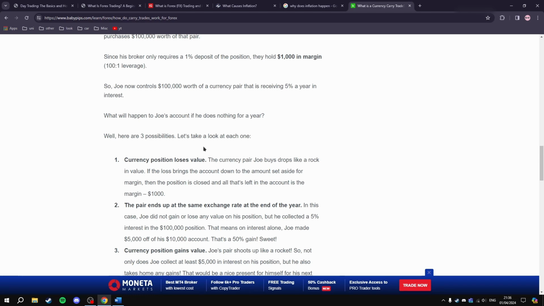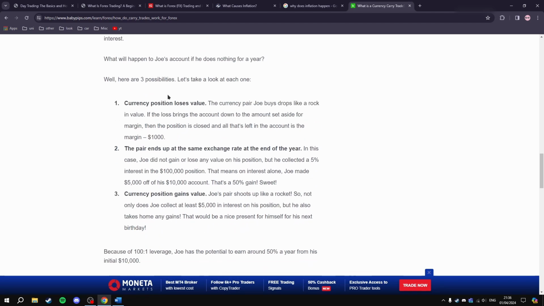What will happen to Joe's account if he does nothing for a year? Well, here are three possibilities. Let's take a look at each one. Currency position loses value. The currency pair Joe buys drops like a rock in value. If the loss brings the account down to the amount set aside for the margin, then the position is closed and all that's left in the account is a margin minus $1,000.